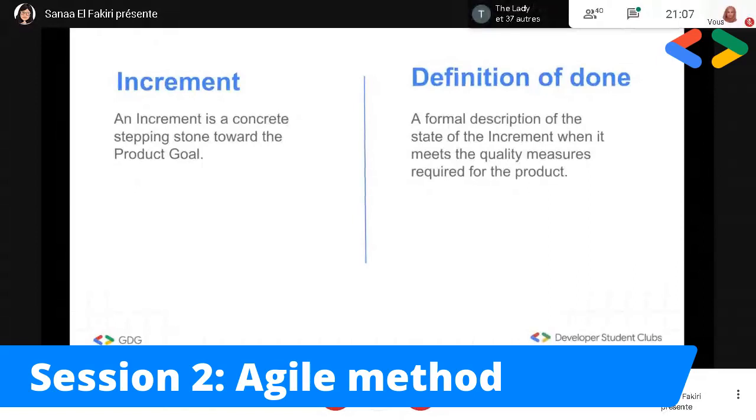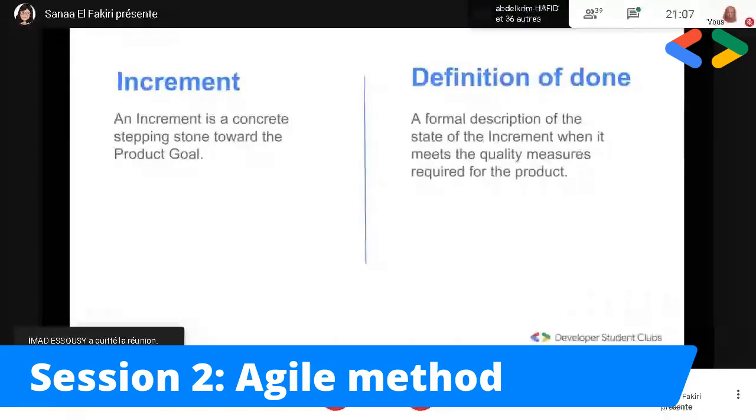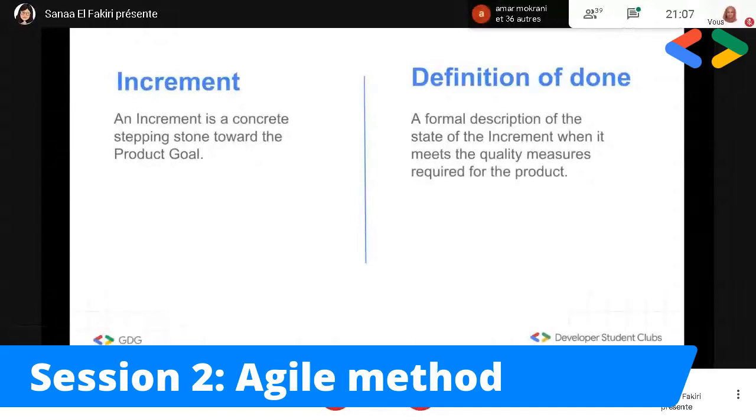What I also wanted to say is the commitment. An increment, like any of the other artifacts, has a commitment itself, which is the definition of done. The definition of done is a formal description of the state of the increment when it meets the quality measures required for the product. Let's say the moment a product backlog item meets the definition of done, the increment is born. The definition of done creates transparency by providing everyone a shared understanding of what work was completed as part of the increment.